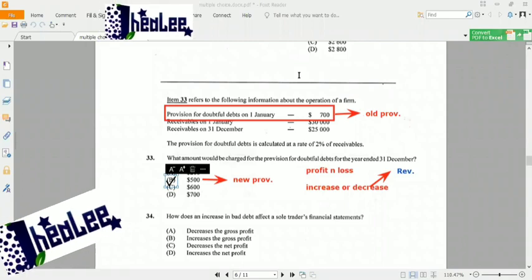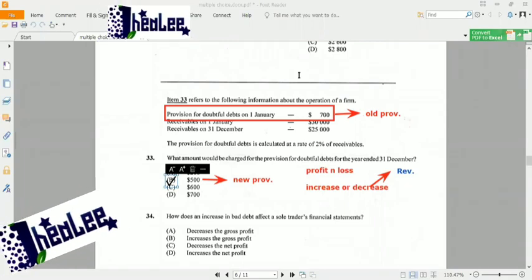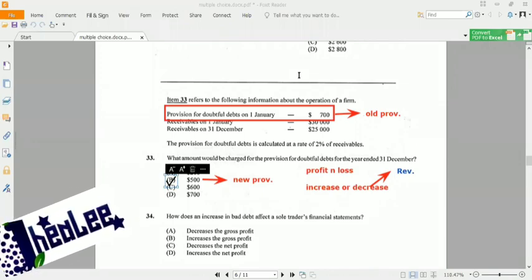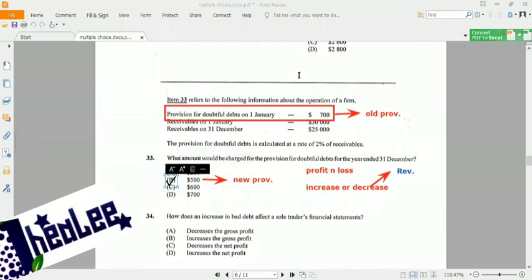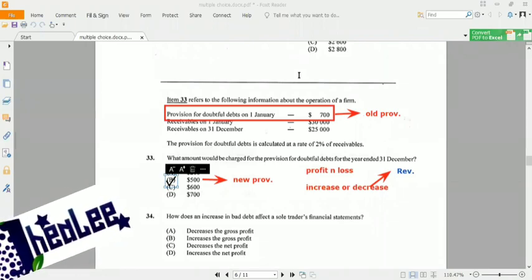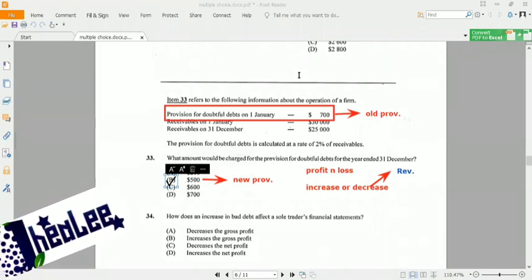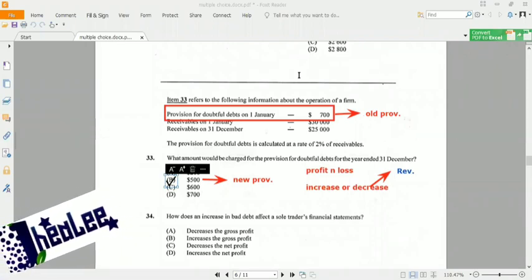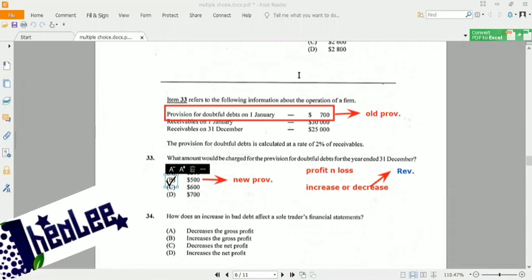If this year's figure is greater than last year's figure, it is an expense. So therefore, in your profit and loss account, you show that as additional expenses. If this year's figure is lesser than last year's, meaning the new figure is lesser than the old figure, then of course it is a revenue. And the difference, like in this case, the 200, is shown as a revenue.